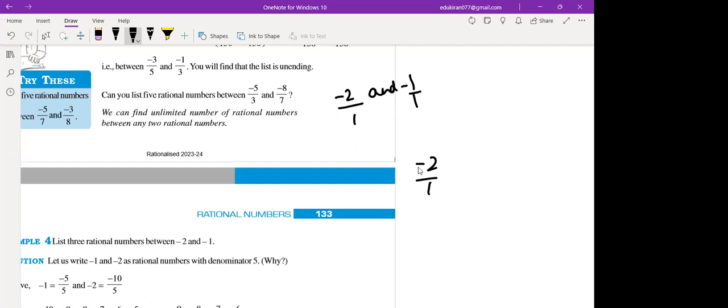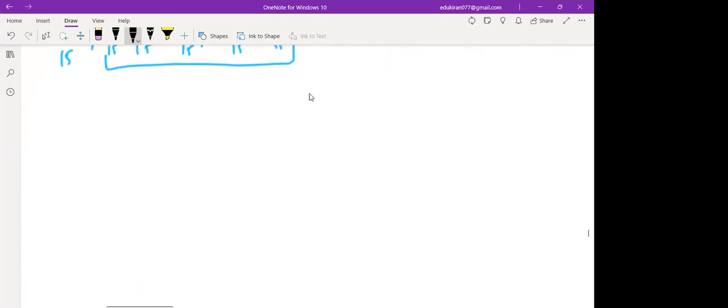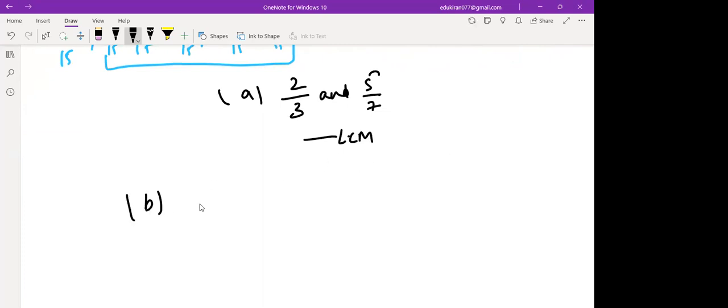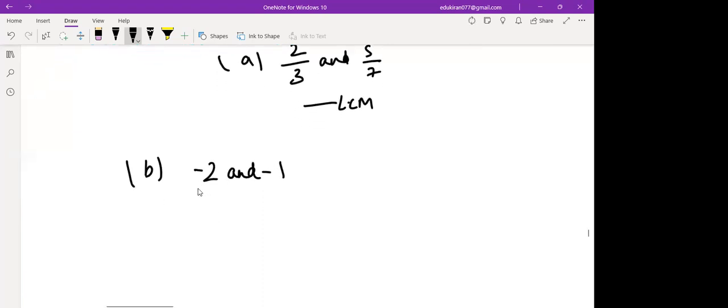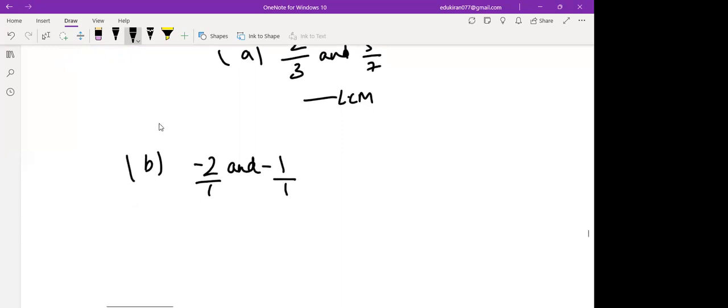Yes, ma'am. In this, you will get two types of question. The question A would be, for example, 2 upon 3 and 5 upon 7. In this, you know that first you have to take the LCM, make the denominator same and the whole process. But for example, B type of question I gave you, minus 2 and minus 1. Find me the rational numbers between minus 2 and minus 1. I told you whenever you get a number like this, you can write it like this. In this situation, remember one thing. If I ask you to find the three rational numbers, you can take 5 greater than 1. If I ask you 10, just take 15 like this.